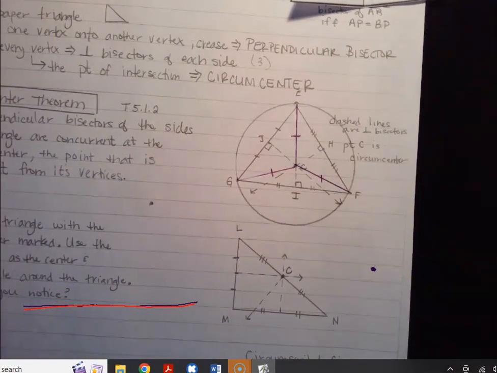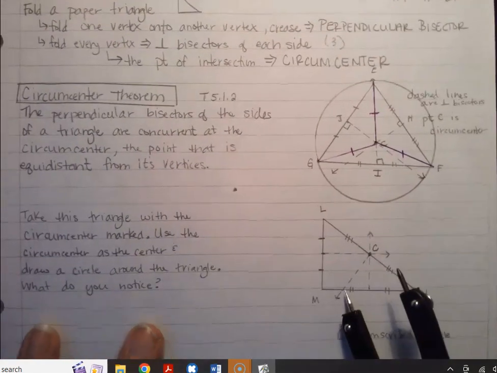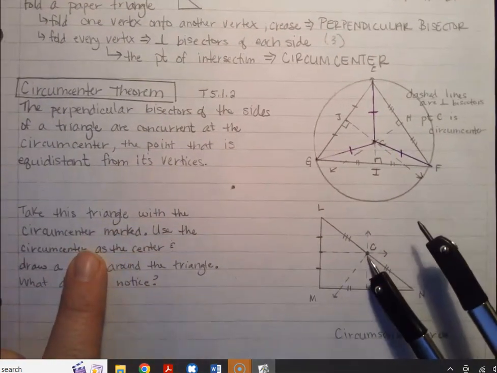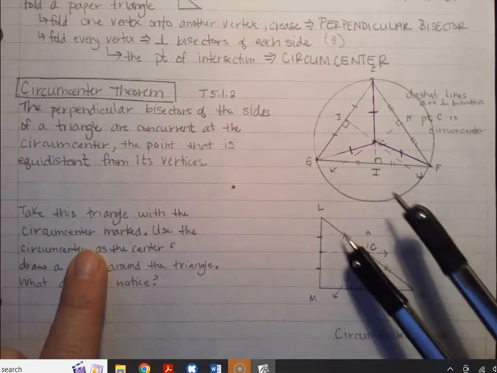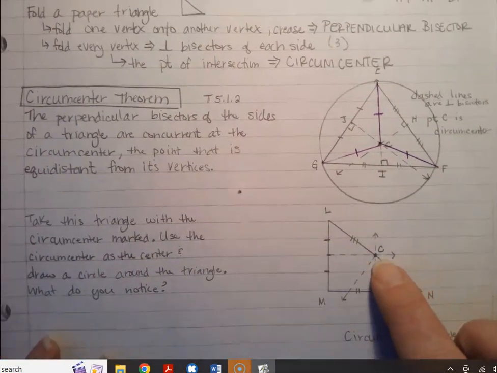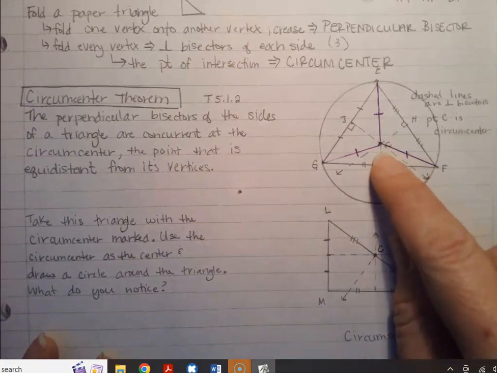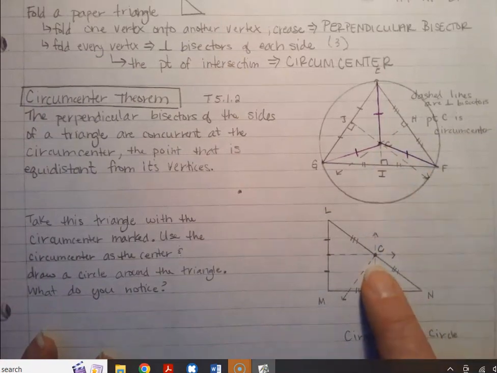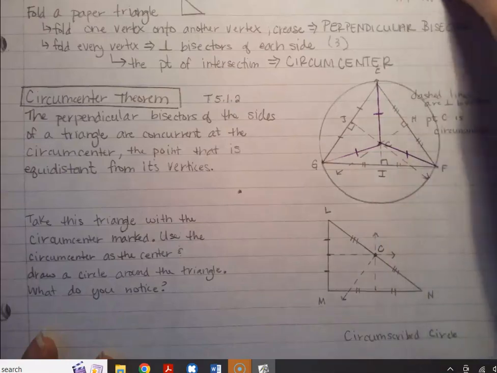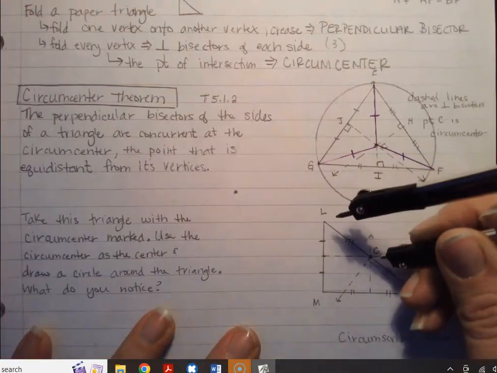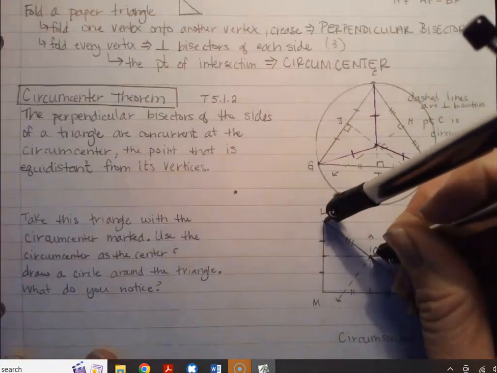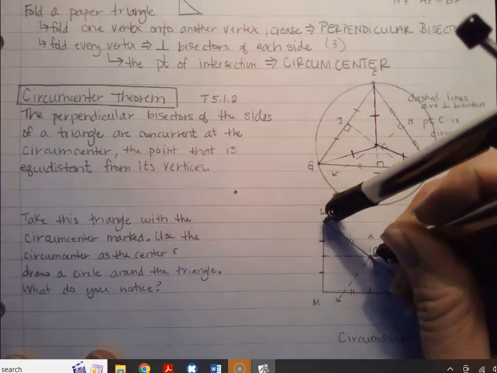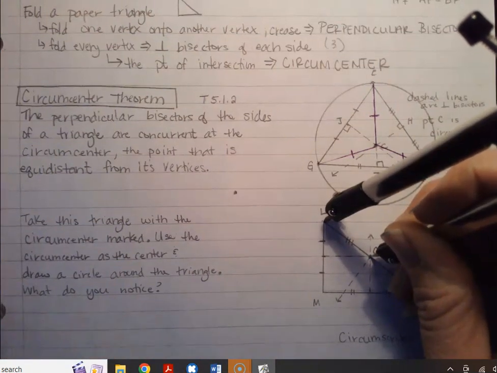So we're going to do the same thing. We're going to take this triangle with the circumcenter marked. It looks different though. This is a right triangle, and so the circumcenter is on the line instead of in the middle. We're going to use the circumcenter as the center. So that's the center. I need to measure out to one of my other vertexes, and we're going to draw a circle around the triangle.